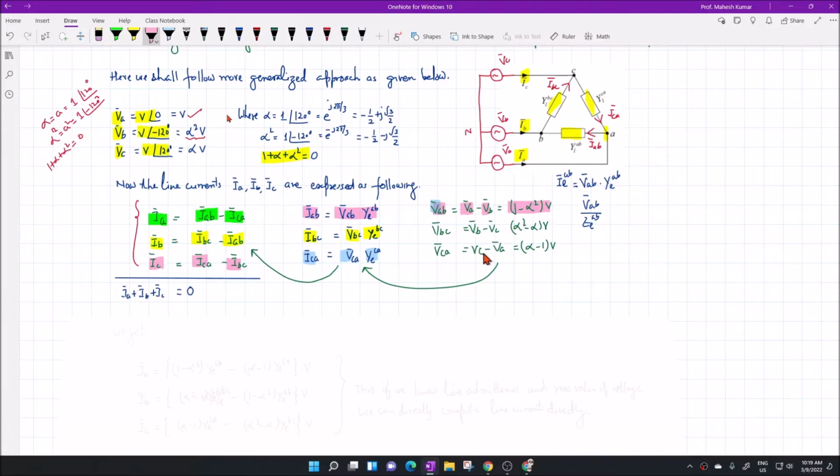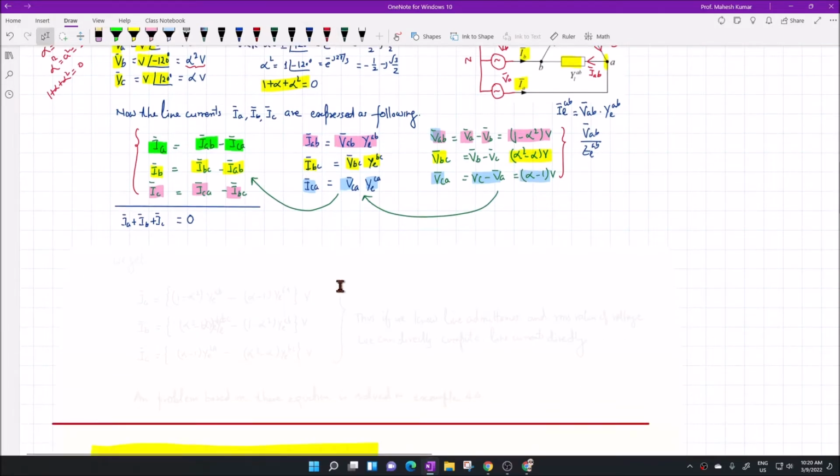What is VBC? VBC is VB minus VC. Now VB is alpha squared, VC is alpha, you can see from here, so this becomes V times alpha square minus alpha. What about VCA? VCA becomes VC minus VA, and VC is alpha, VA is 1, so V times alpha minus 1. So these are line to line voltages in terms of the voltage value V rms and complex operator alpha.